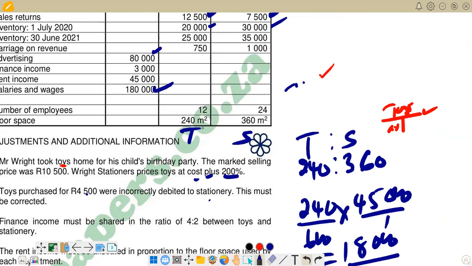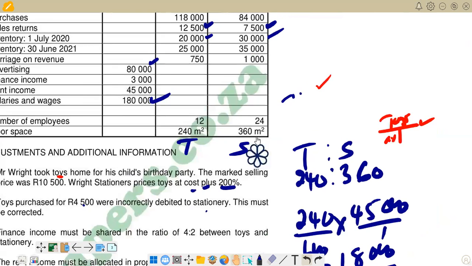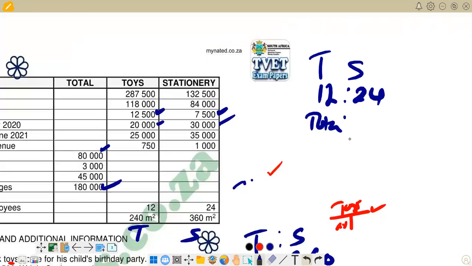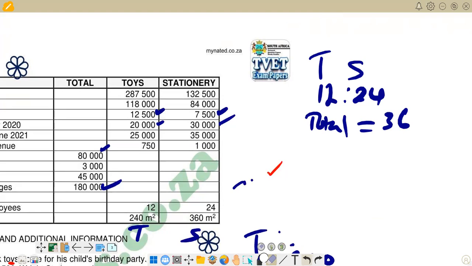So what are we going to say? We have 12 and 24 representing toys and stationery. So we are saying 12 is to 24. This is toys, this is stationery. So the total figure, 12 plus 24, what do you get? You get 36. So for toys, what is important is for you to try to identify how we can calculate for toys.